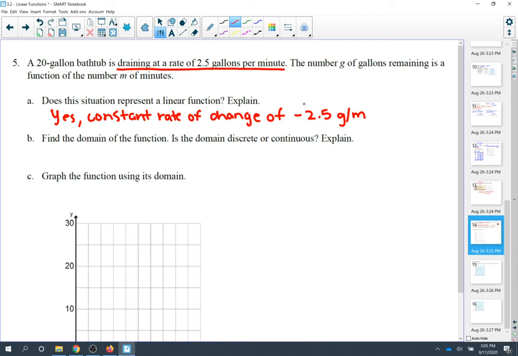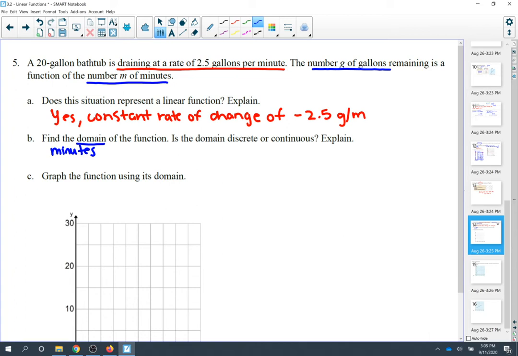Letter B, find the domain of the function. Is the domain discrete or continuous? First of all, we have to think about the domain. Is the domain the number of minutes or the number of gallons? We've got the number of gallons remaining in the tub and the number of minutes. I want the domain, which means I want the independent variable. Well, that's going to be the number of minutes.